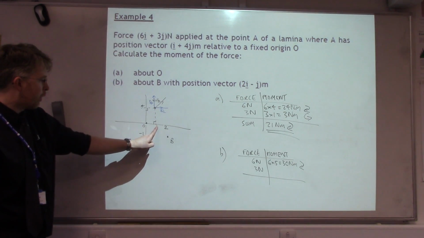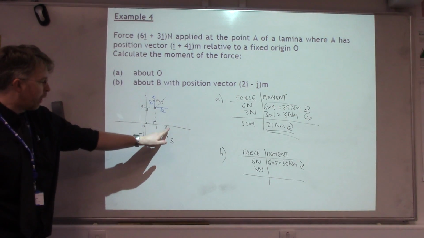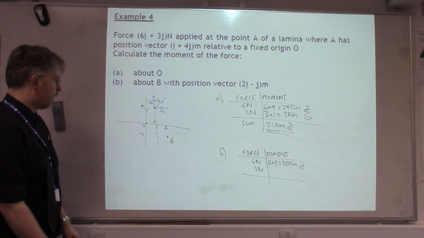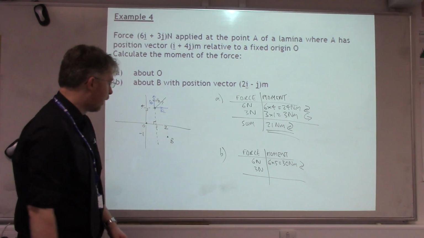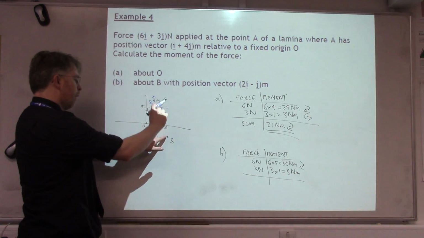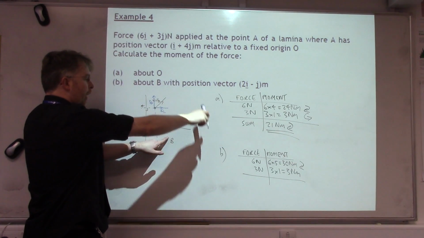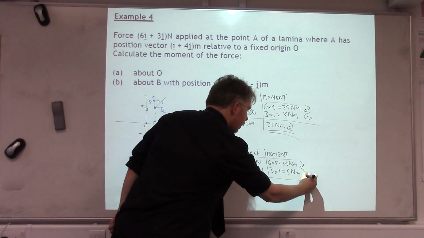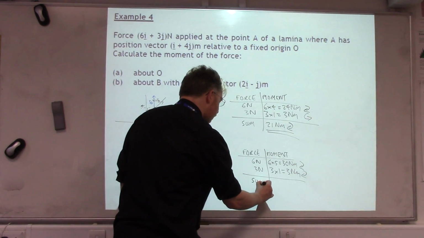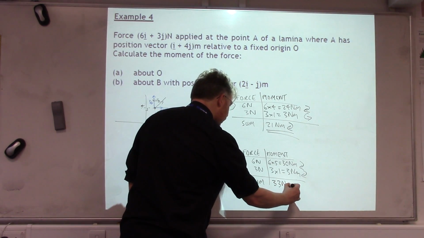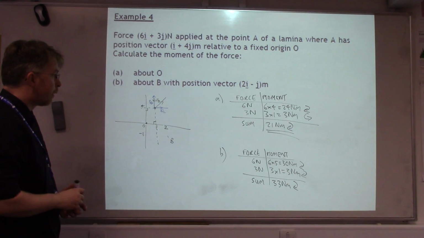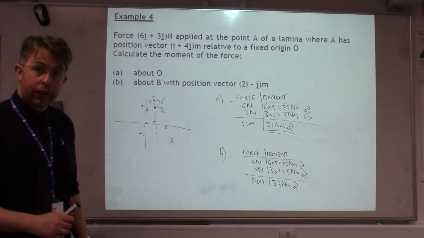The 3 Newton force, well it's still 1 away, but B's on the other side of it, so from 2 to 1 is 1, so we'll extend that down all the way there. So 1 across to the line. But this time, because B's to the right of the 3j, it spins in a clockwise manner. So both in the same direction, so we add them for the sum. We get 33 Newton metres clockwise. And that concludes this session.